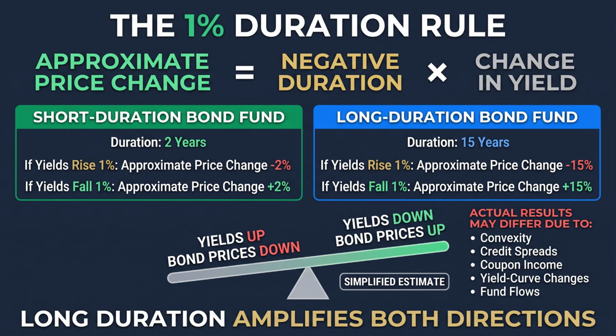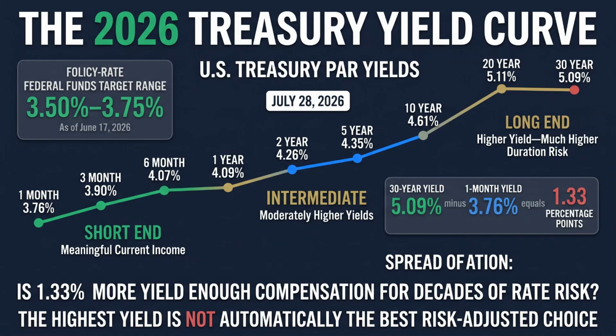With that relationship established, we can now examine the actual Treasury yield curve investors faced in July 2026 and how much additional income the market was offering for accepting longer duration. On July 28, 2026, the U.S. Treasury yield curve was positively sloped. The one-month Treasury yield was approximately 3.76%. Three-month bills offered about 3.9%. Six-month and one-year securities were slightly above 4%. The two-year yield was approximately 4.26%.